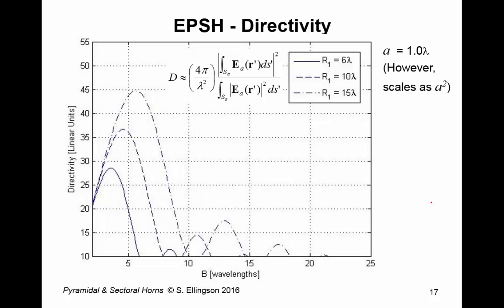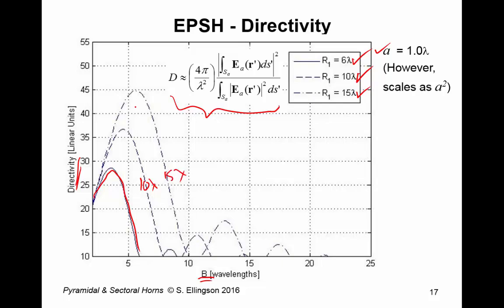We can compute the directivity of an E-plane sectoral horn. We can do this in the exact same way that we did it for the H-plane sectoral horn. You will recall I used this particular expression, which we have derived many lectures back. And I can show you directivity, this is in linear units, as a function of B, which is the flare in the E-plane. I'll use A equals 1 wavelength, and then I can show 3 different curves. For example, the solid curve is R1 equals 6 wavelengths, R1 equals 10 wavelengths, this is 10 lambda, and then R1 equals 15 lambda here.